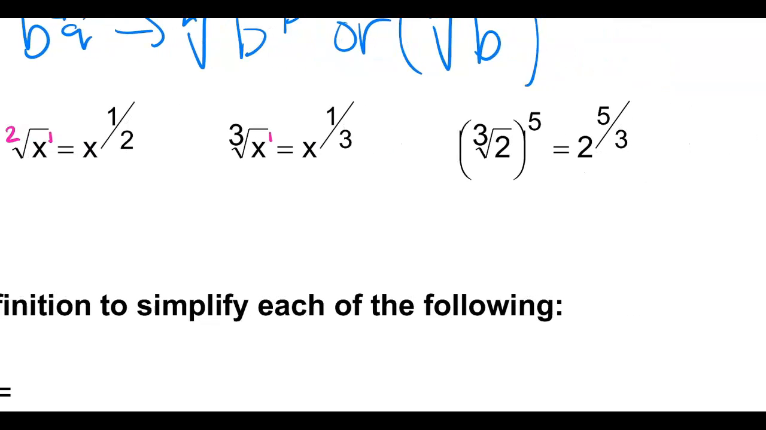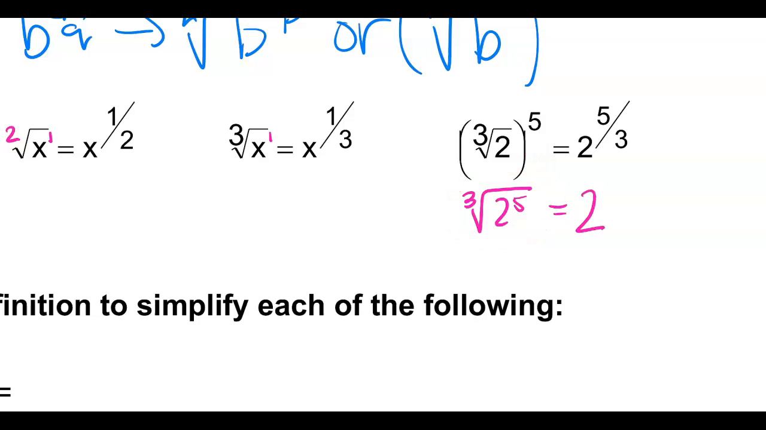And then for the last one, if you had the cube root of 2 raised to the 5th power, this can also be rewritten as the cube root of 2 to the 5th power. Especially when you're solving questions like this, it would probably be easier for you to simplify this question first compared to this one up here. But again, I'm getting a little ahead of myself.